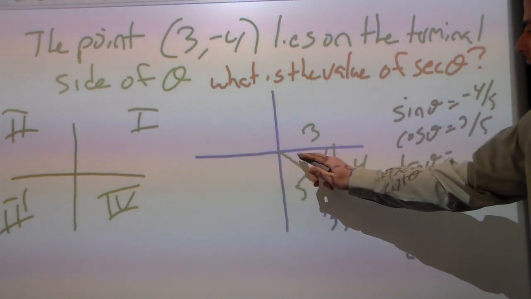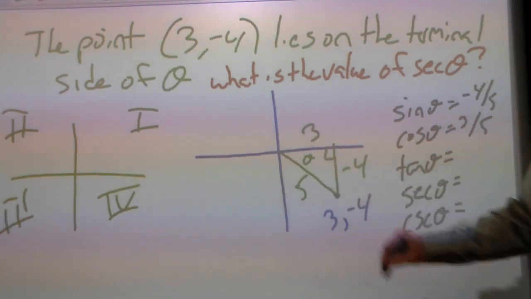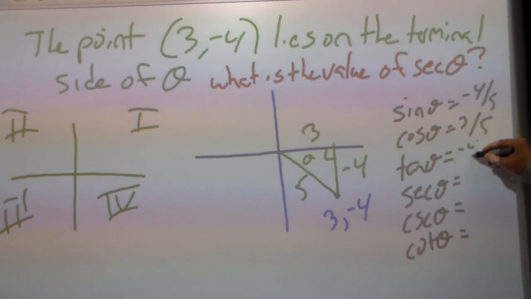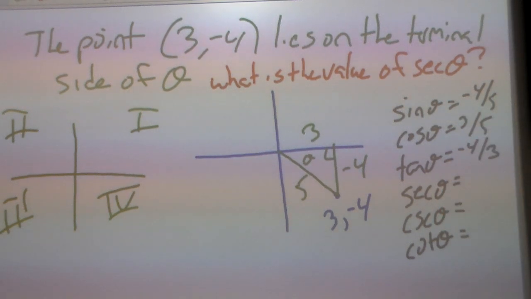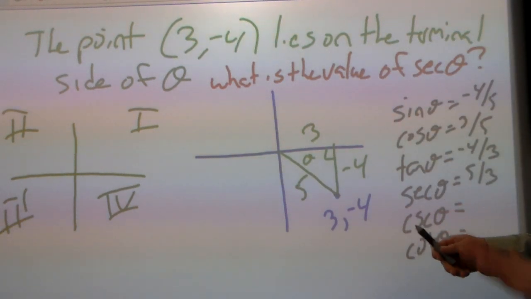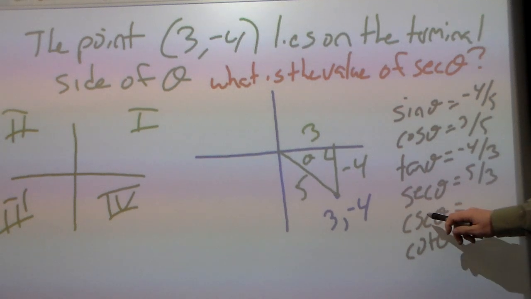And tangent is opposite over adjacent, so -4/3. Secant is the reciprocal of cosine. Cosine is 3/5, so secant is 5/3. That would have answered this question, but we're going to find all trig function values.